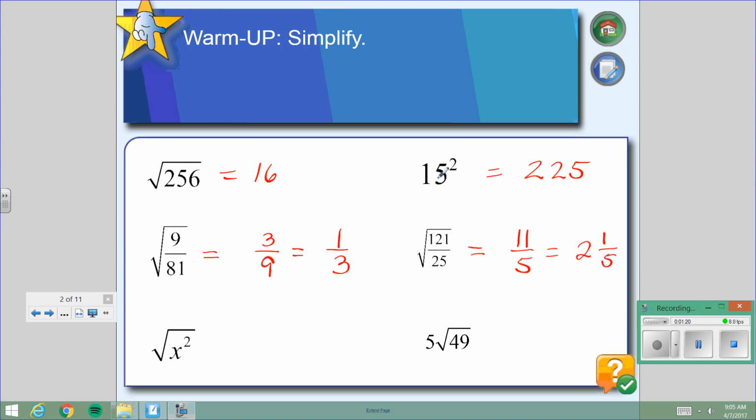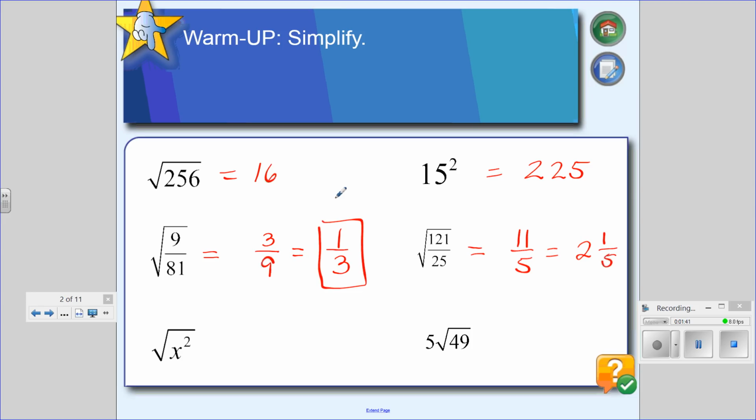The inverse of that, 15 to the second power, 15 squared is 225. When square rooting a fraction, you square root the top number and square root the bottom number, and conveniently these are both perfect squares. So the square root of 9 is 3, the square root of 81 is 9, and 3 ninths can be reduced to 1/3. Square root of 121 on the top is 11, square root of the bottom 25 is 5, 11/5. You can leave it just like that or call it 2 1/5.